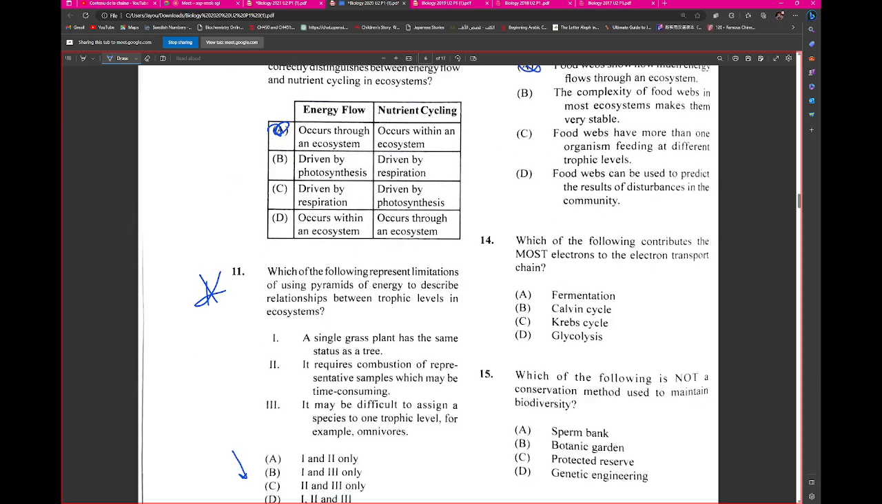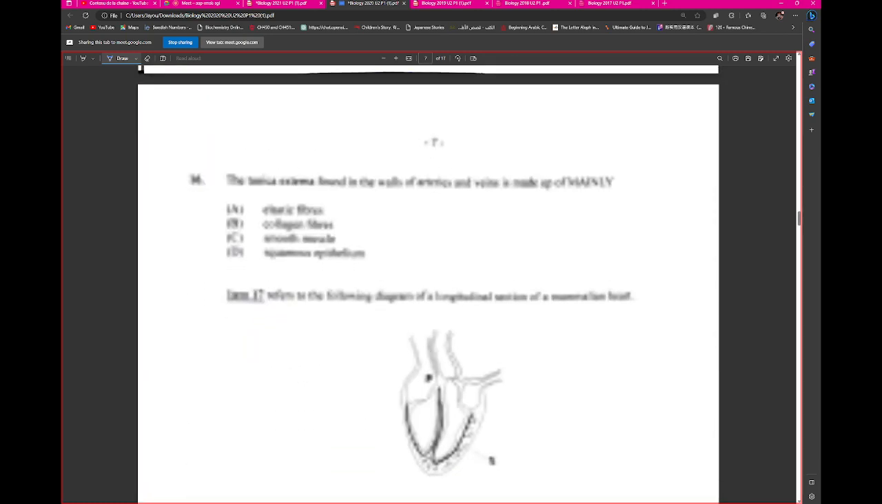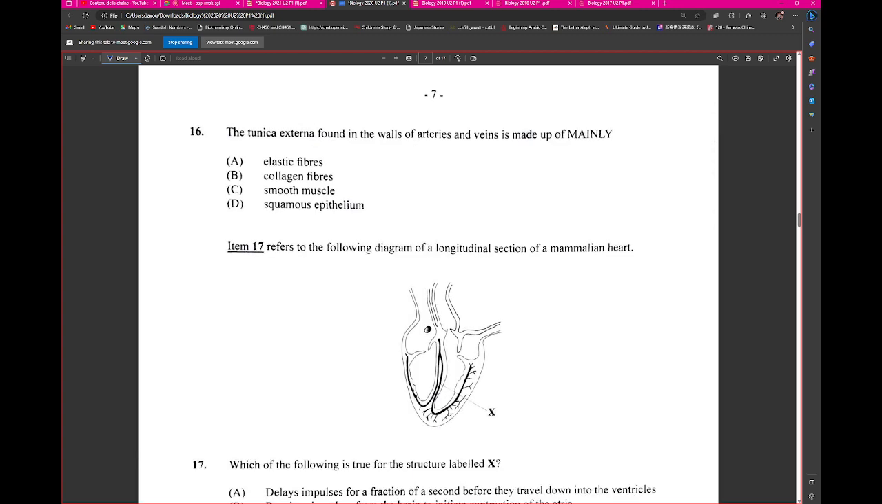Wonderful. Which of the following contributes the most electrons to the transport chain? Nobody? Nope. No. C. Alright, which of the following is not a conservation method used to maintain biodiversity? Genetic engineering. Alright, let's have a look at this now. The tunica externa found in the walls of arteries and veins is made up mainly of collagen fibers, elastic fibers, smooth muscles, or squamous epithelium? Collagen. Collagen fibers.